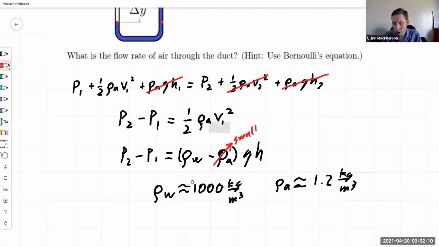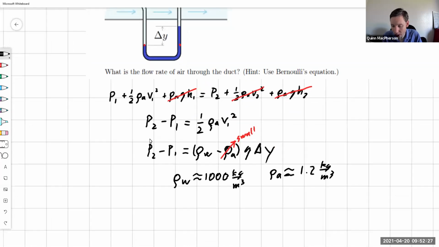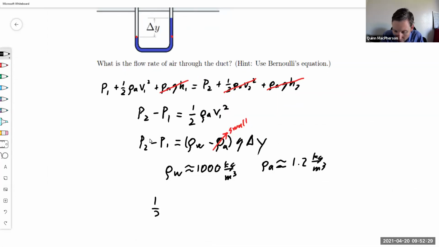Okay, so our pressure difference is basically rho water gh, basically the height difference in the water. But the h there is delta Y. Right? The height difference on the two sides is delta Y. Okay, so now we can just equate these two sides here. So we can get 1/2 rho air V1 squared is equal to rho water g delta Y.